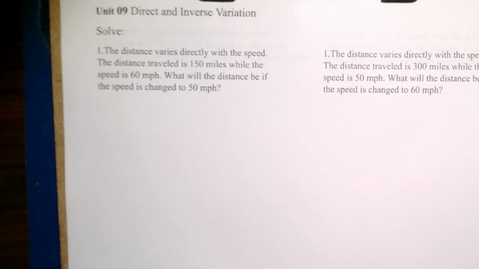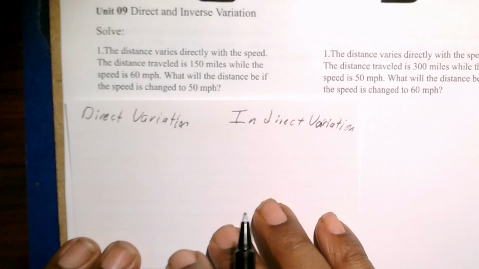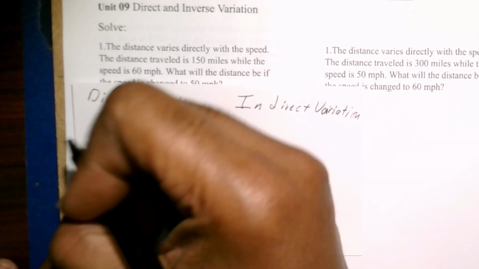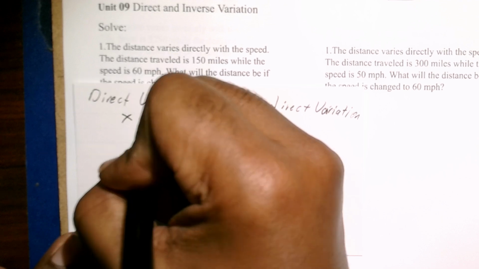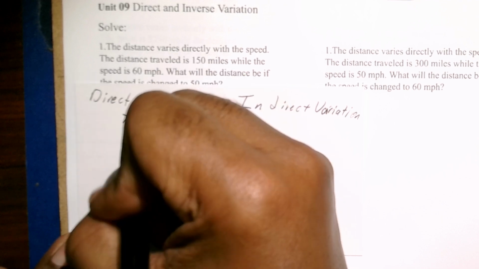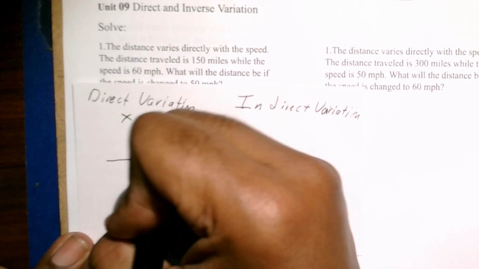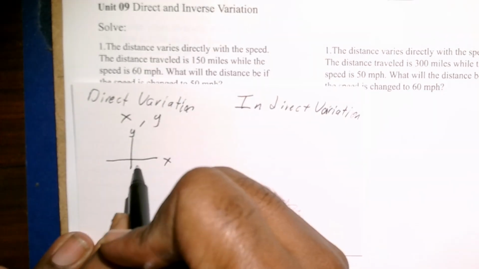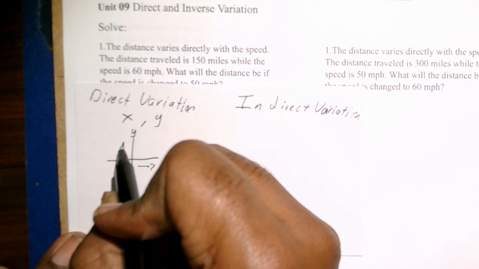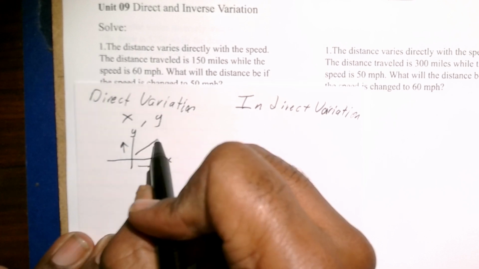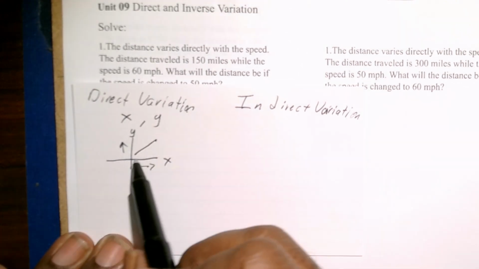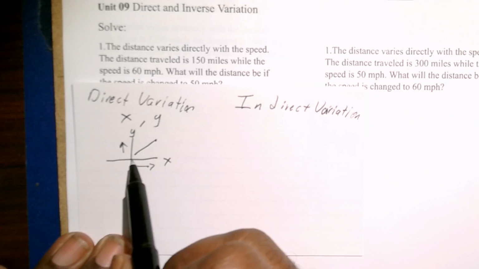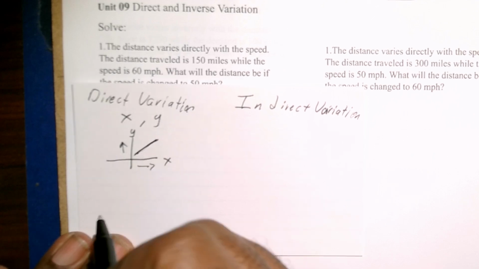Direct and inverse variation. In a direct variation, let's say we're looking at x and y. Let's look at a graph. The x-axis is here, the y-axis here. In direct variation, as the x's increase, the y's will increase. So any graph that has that type of look where they both are increasing, as one increases, the other increases, you have a line that looks like this.